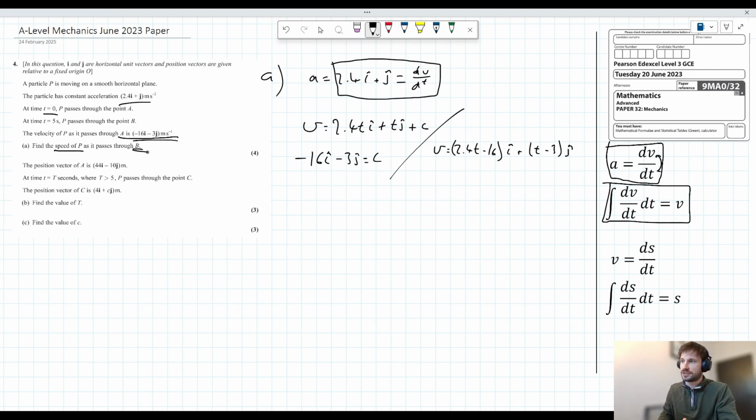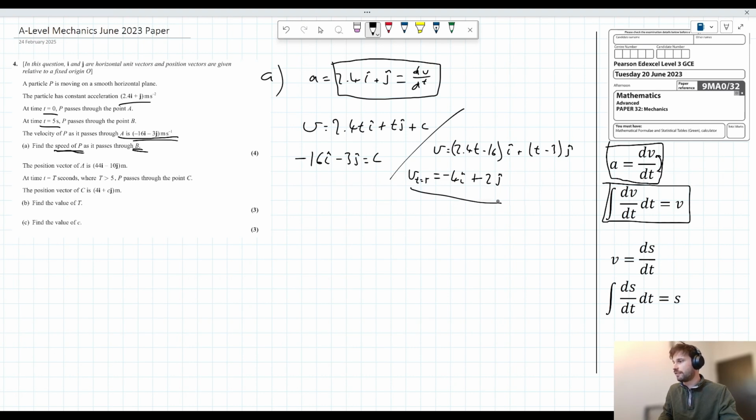We're being asked to determine the speed of the particle P as it passes through B. Let's note here that time is equal to 5 when the particle passes through point B. So we can say that v at t equals 5 is equal to 12 minus 16, that's minus 4, i plus 2j.